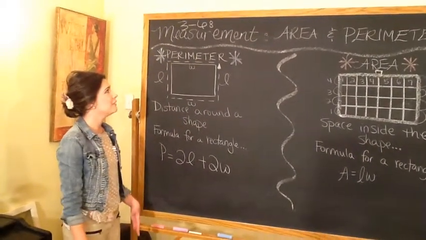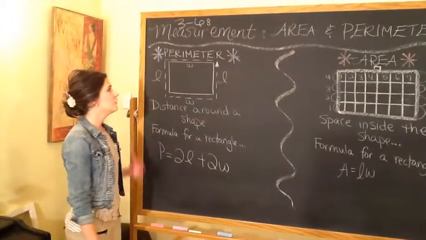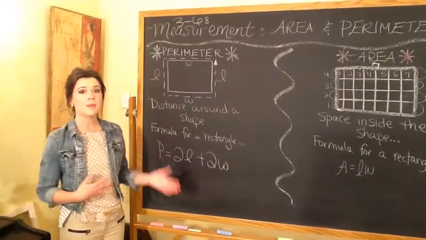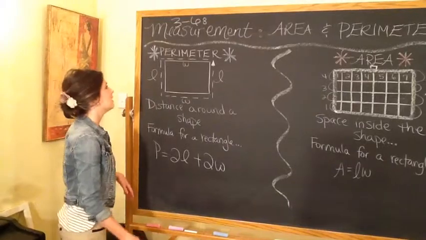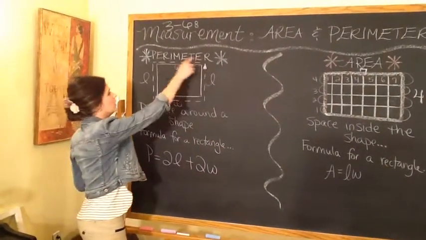Today we're going to be talking about measurement, and we're going to be talking about area and perimeter. So first of all, let's go ahead and talk about what area and perimeter are in the first place. A perimeter is basically the distance around a shape.